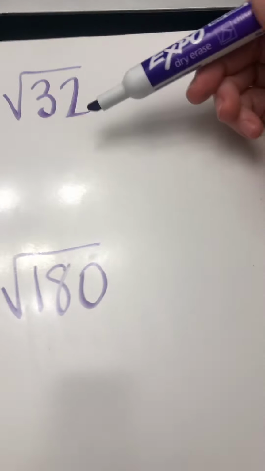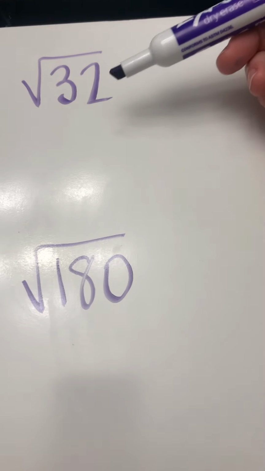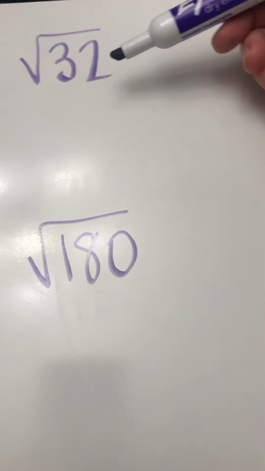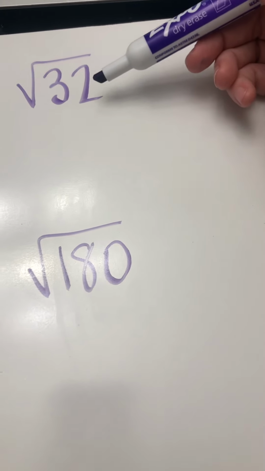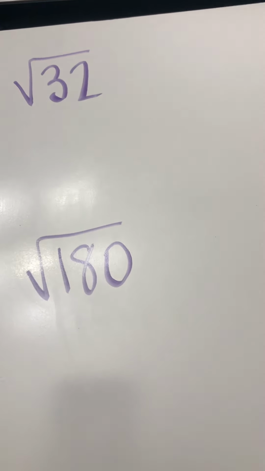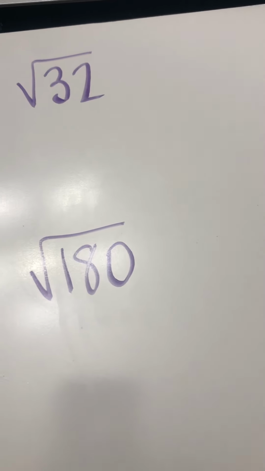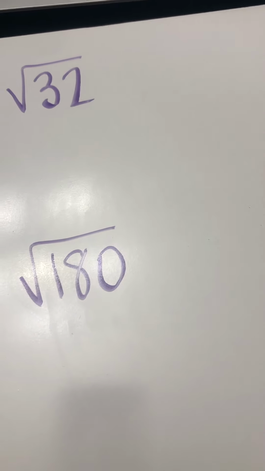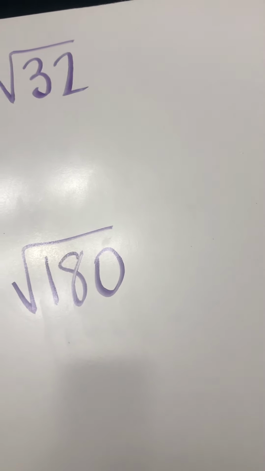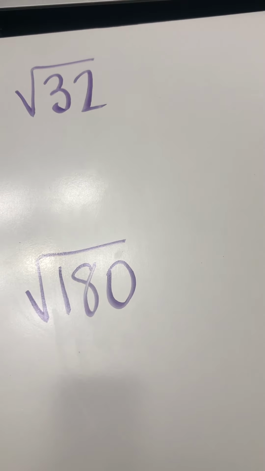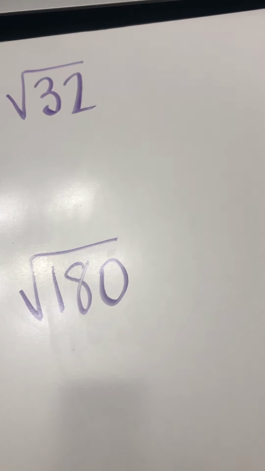So if I'm looking at 32, the perfect square that's closest to it is 25. Well, obviously 25 does not go into 32. Then I keep going down my list, and this is where it comes in handy if you've memorized them and you know them. The next highest perfect square is 16. 16 does go into 32.